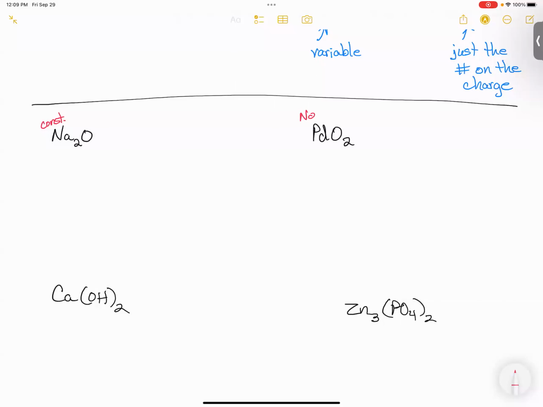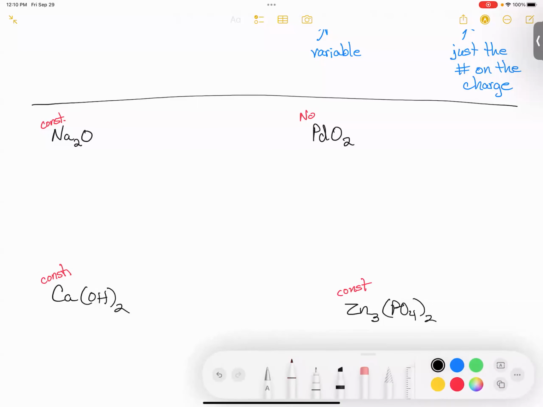Does calcium always have the same charge? It's element 20. Yes, because it is in group number two, which is a constant. It's always plus two. And does zinc always have its same charge? It's in the stair step. It's in group number 12. Yes. So, going back, if it has a constant charge, always has the same charge, then you simply name the metal, name the anion, you're done.